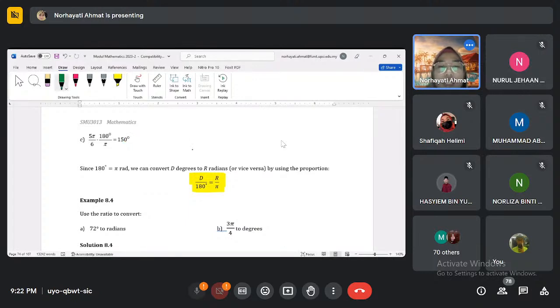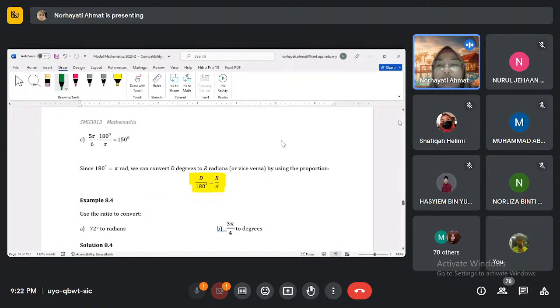So kita tahu degree, unit dia half circle is 180 degree. Okay, kita guna ratio lah if the angle in degree. And if the angle in radian, we know the half circle is pi rad. So angle in degree over 180 degree equals to angle in radian over pi rad. We also can use this concept to convert the angle from degree to radian or from radian to degree.